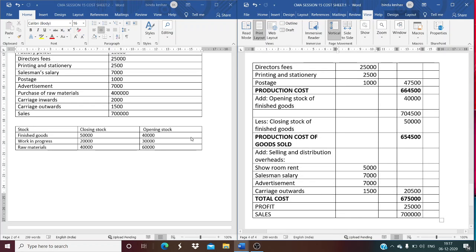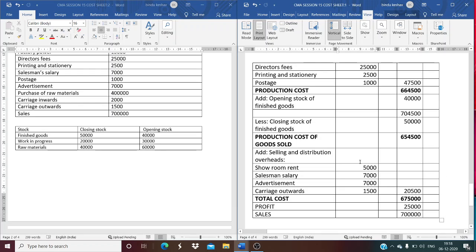Now we have to adjust the stock of finished goods. Add opening stock of finished goods. The information is given here, and the opening stock of finished goods value is 40,000 less closing stock of finished goods 50,000. So when we adjust the stock of finished goods, we get the production cost of goods sold. The production cost of goods sold is 6,54,500.